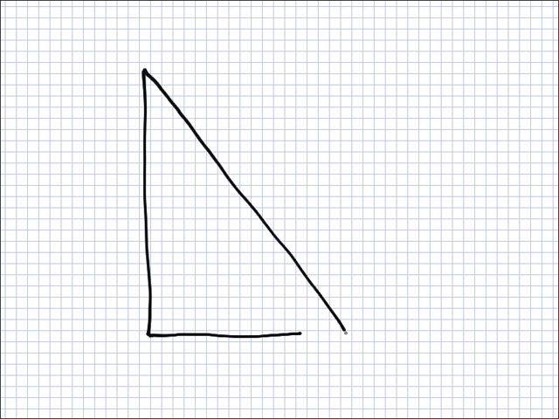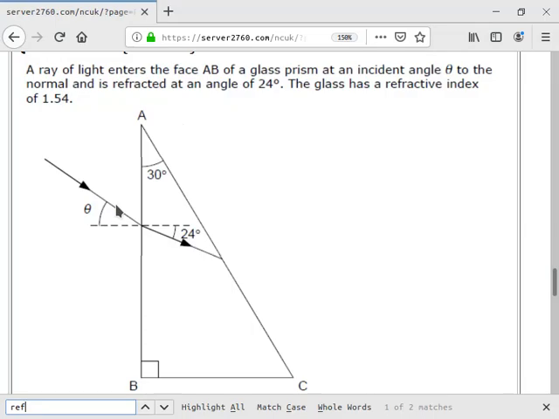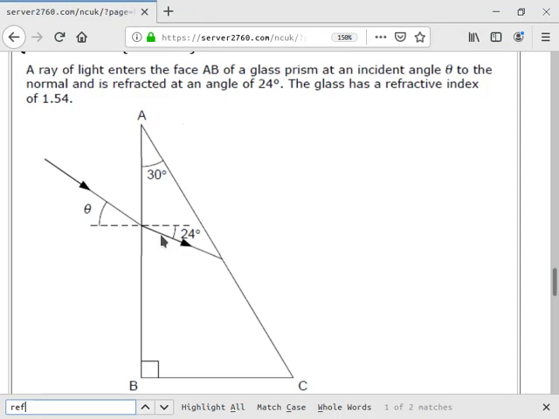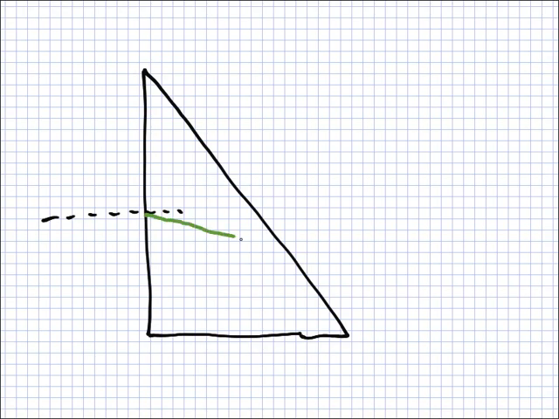So, let's draw this here. Okay, so it comes in here at an angle that we know. We just worked that out, although it's actually not useful anymore to us. And then it goes off at an angle here.